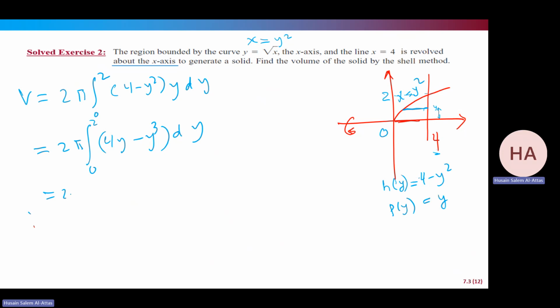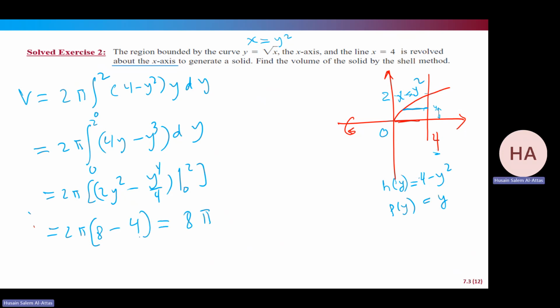And that gives me what? 2 pi times 4y squared over 2 minus y to the power 4 over 4, from 0 to 2. Which means what? 2 pi times 8. 2 times 4, that will be 8. Minus 16 over 4, which is 4. That gives me 4 times 2 pi, which is 8 pi.